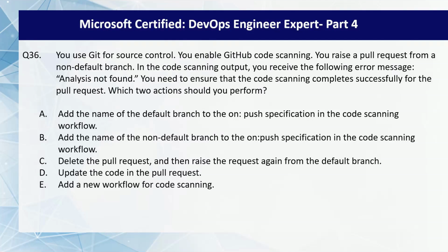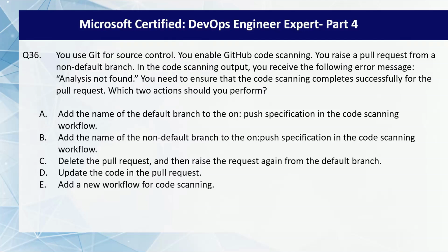You need to ensure that the code scanning completes successfully for the pull request. Which two actions should you perform? Your options are: add the name of the default branch to the on push specification in the code scanning workflow, add the name of the non-default branch to the on push specification in the code scanning workflow, delete the pull request and then raise the request again from the default branch, update the code in the pull request, add a new workflow for code scanning.